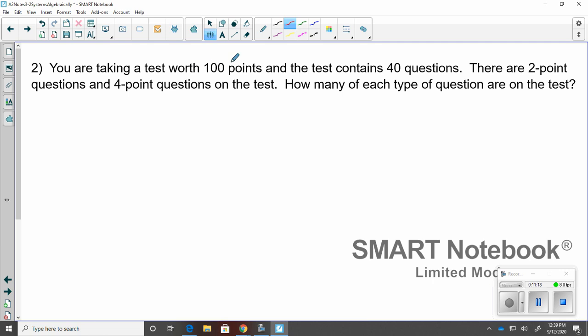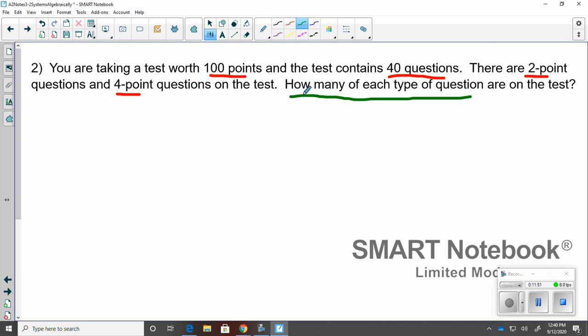Okay, we'll try question 2. Question 2 says you are taking a test worth 100 points. And the test actually contains 40 questions. So it tells me how many points the test is and the total number of questions. There are 2-point questions on the test, and there are 4-point questions on the test. How many of each type of question is on the test?